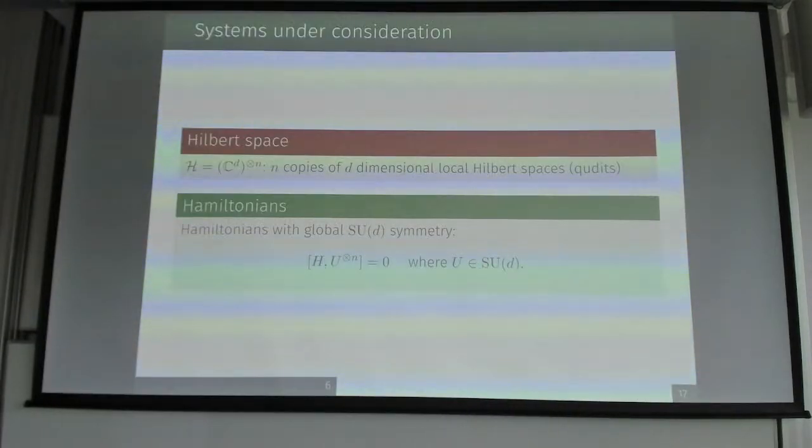So then let's talk about the setup of our system. Let me just formulate it. The Hilbert space is n copies of a d-dimensional local Hilbert space, that is, C^d to the tensor power n. And the Hamiltonians we consider have global SU(d) symmetry. That means the Hamiltonian commutes with U to the tensor power n, where U is an arbitrary element in SU(d).